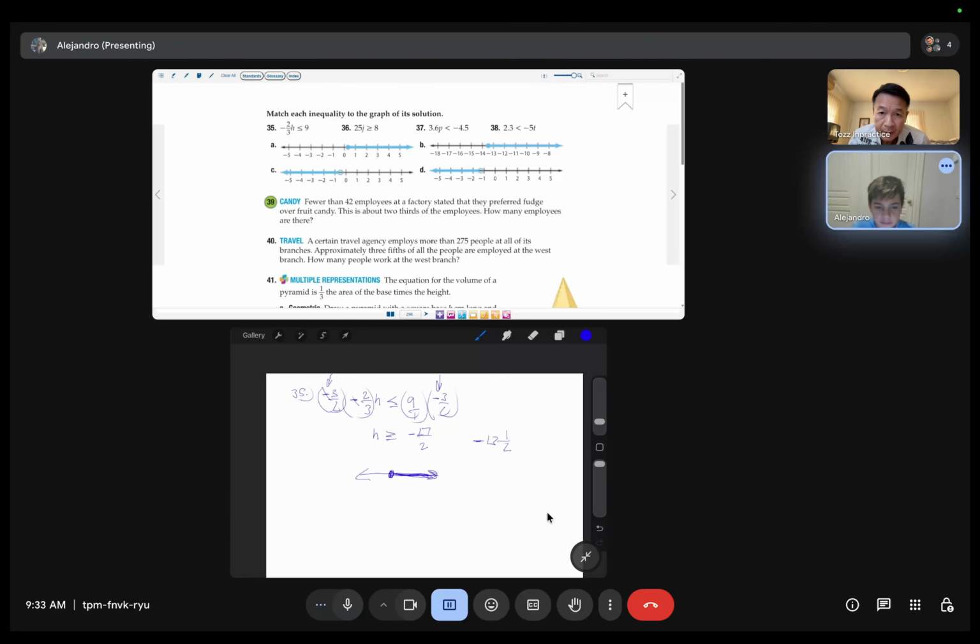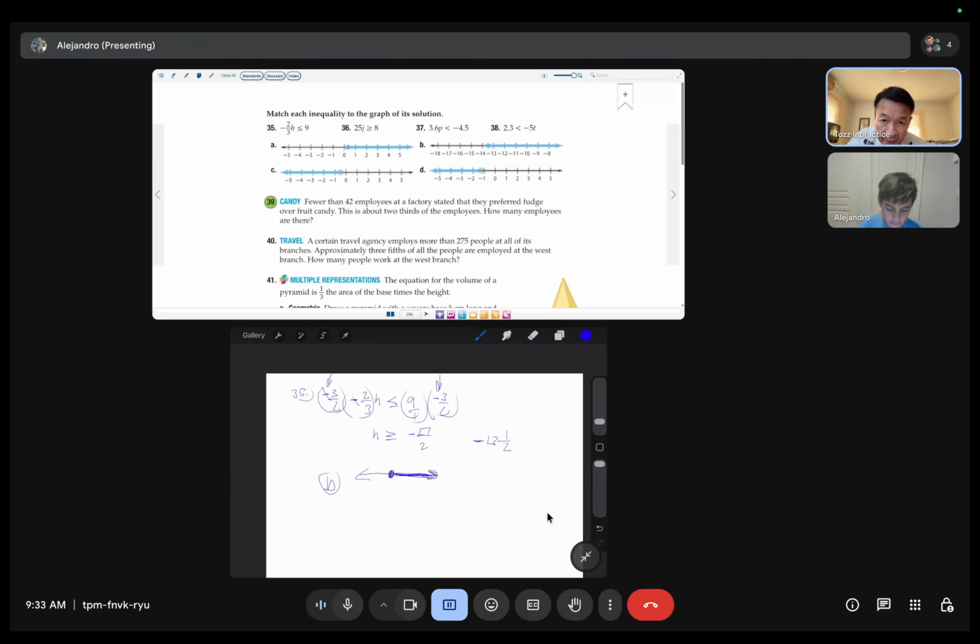B. Say it again. B. Yes, but why is it looking like that? Remember, you have to cross over a little bit to get to 14. That's why it's a half. Like you see that before you get to 14. But yeah, so it is B for sure.